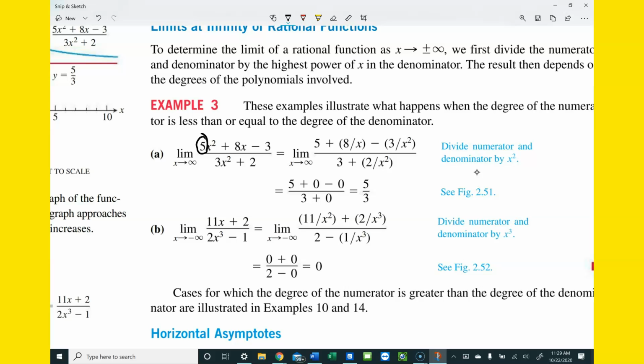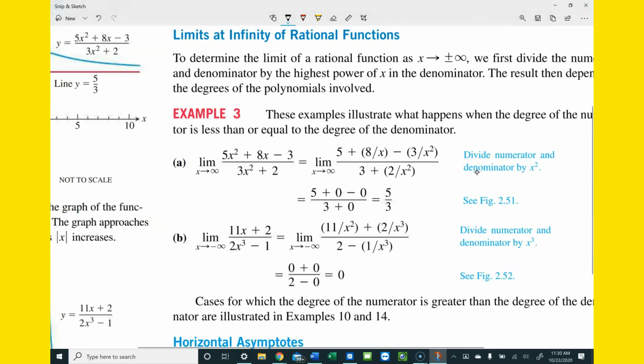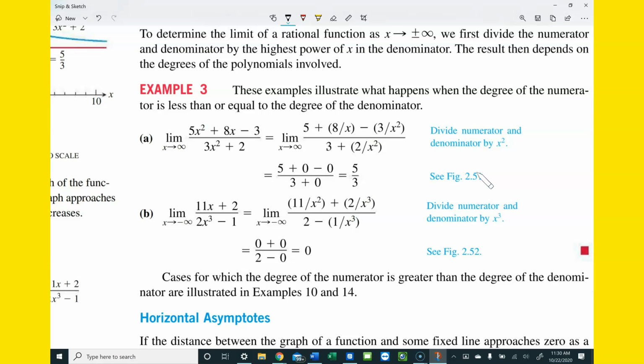So the leading coefficient on top is 5, the leading coefficient on the bottom is 3. So the ratio of those would be 5/3, and that will always be the limit as x approaches infinity when the degrees are the same. It will also be the case as x approaches negative infinity, because this term would still go to 0, all these would still go to 0. You'd still be left with 5 over 3. So it's still going to be 5/3, and that's going to happen every time the degrees are the same.